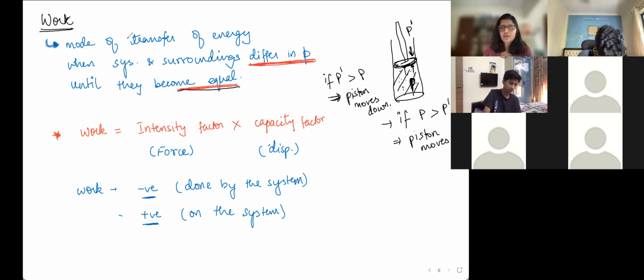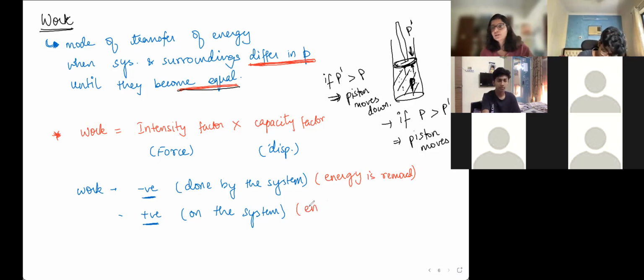So when we talk about mode of transfer of energy, when work is done by the system, energy is removed; the system has spent energy in doing that work. That is why the value is negative, it lost that energy. When work is done on the system, energy is added; someone else did work on the system and added energy to it. That's why it's a positive value.